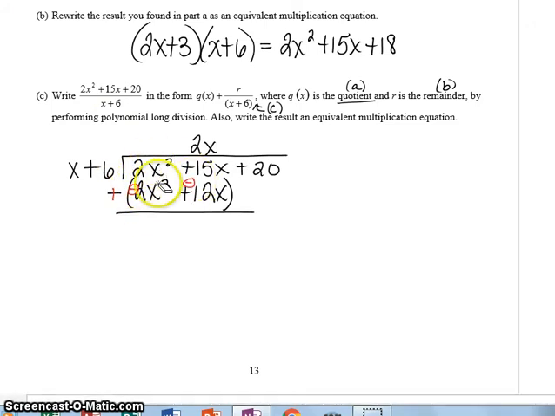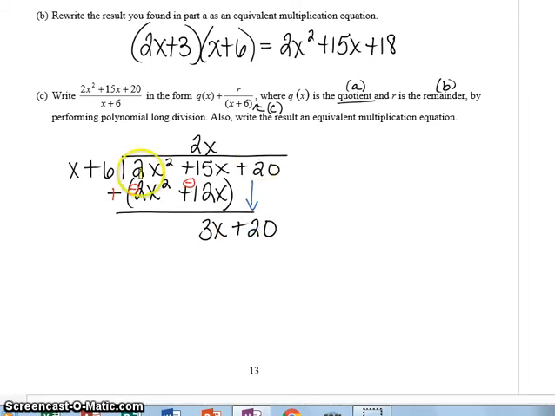Okay, so you want this to cancel out and be a 0. So you're going to have 2x squared minus 2x squared, that's 0. 15 take away 12x, and you're going to get 3x. Okay, then you drop down this 20. So I'm going to carry down the plus 20.